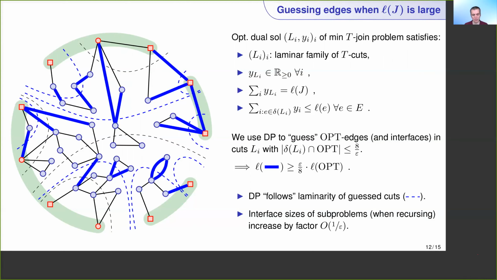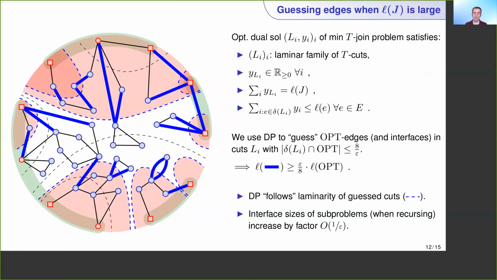But what we're doing here then is we're actually guessing for each one of those T-cuts whether it's a small one that contains only a small, constant number of opt edges, let's say 8 over epsilon, and we also guess the opt edges that cross the cut.